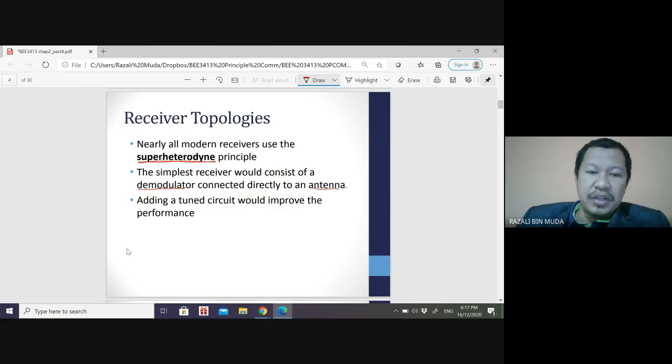which consists of a demodulator directly connected to an antenna. Adding a tune circuit would improve the performance. So these are two basic receivers. You have the demodulator and antenna, and in some you have a tune circuit connected to the demodulator. We will see about this after this.